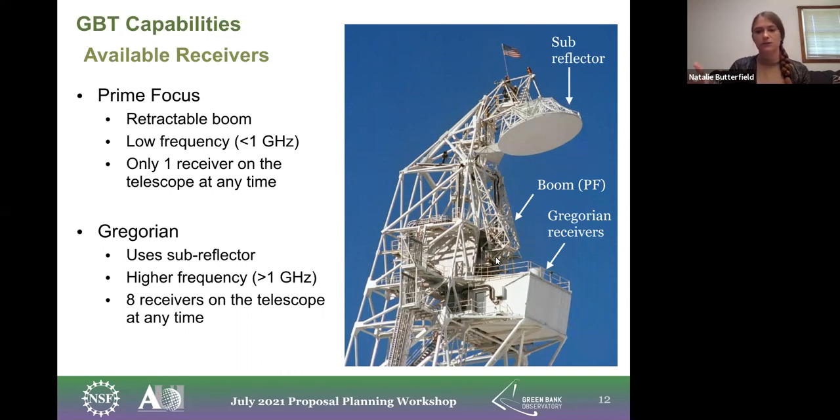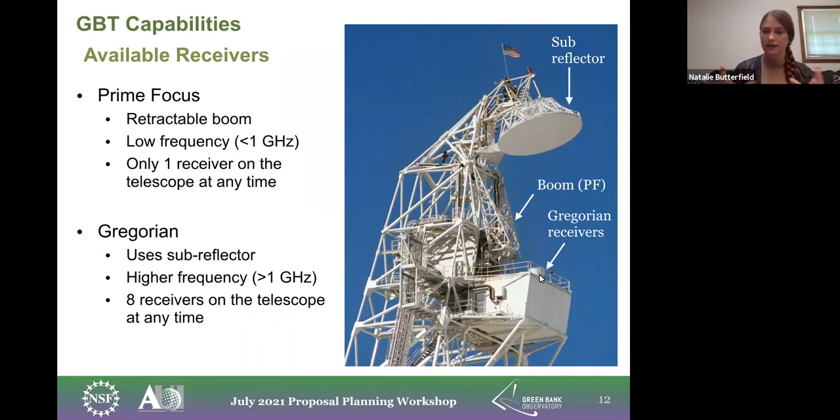Alternatively, we also have what's known as Gregorian receivers. These receivers use the subreflector. The receivers are located in this cabin down here. You can see L band sticking up above that. The signal that comes in from space bounces off the primary dish, the 100-meter primary dish, and then goes off the subreflector, which is located up here, and is reflected down to whatever is in focus in the Gregorian turret.